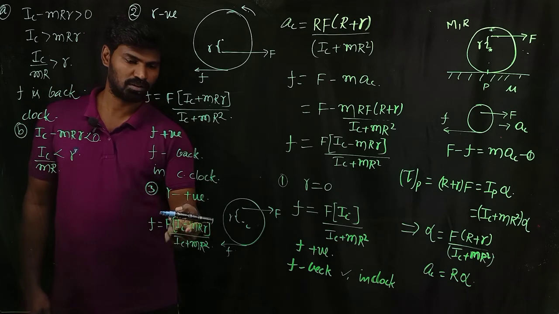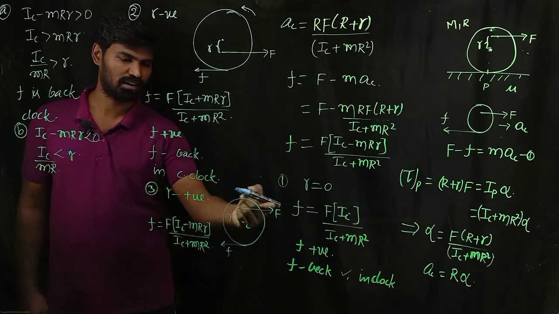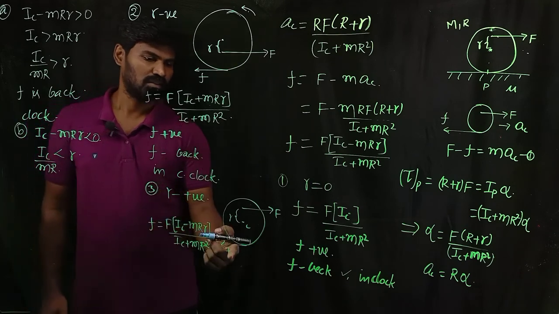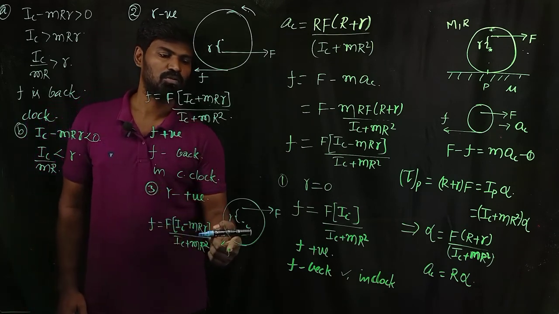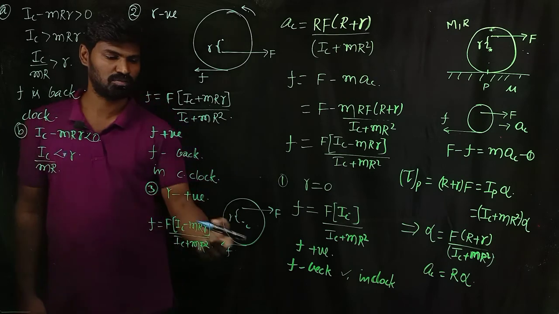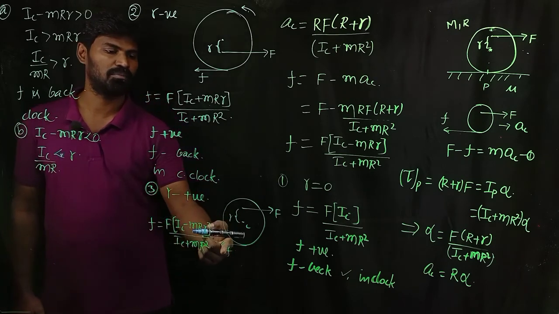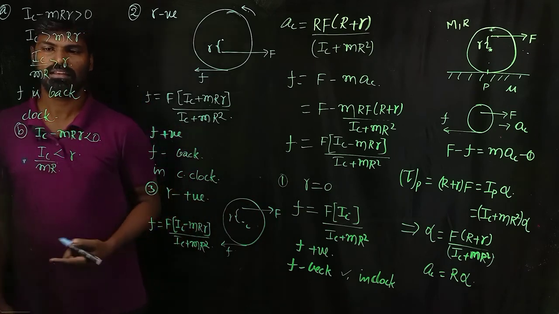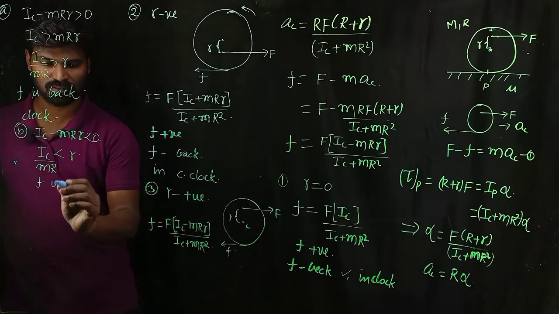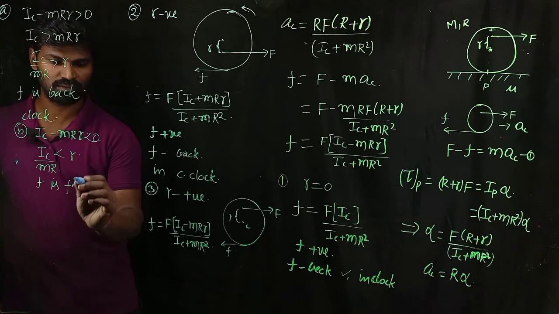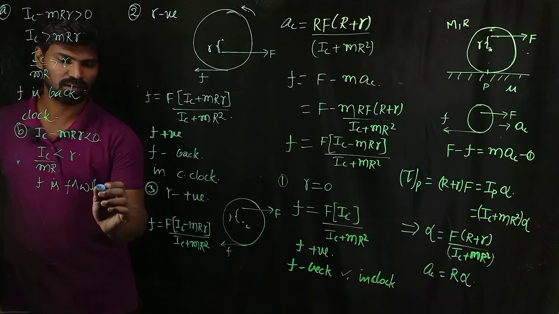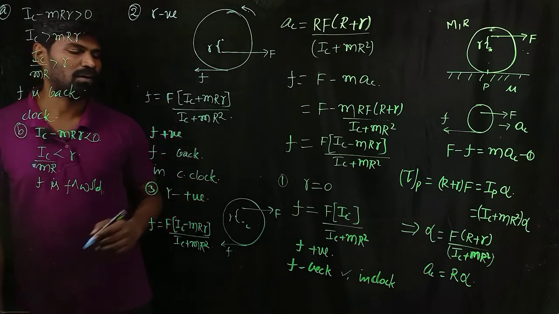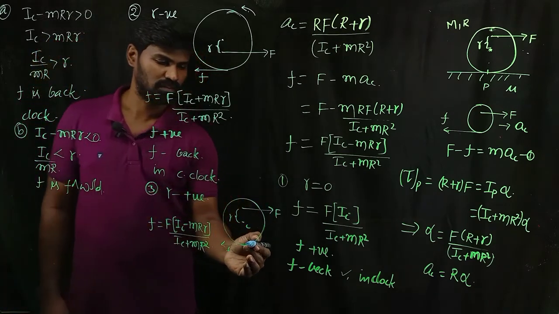Okay, in that case what happens? Because this is less than 0, it is negative. F is anyhow in the right direction, which is positive. Positive into negative is negative. That is, F is negative. Negative means it is opposite to the assumed direction of friction. The assumed direction is back and it is becoming negative, which means it should flip to the right direction. So in this case, the frictional force is in the forward direction, that is, in the direction of applied force.